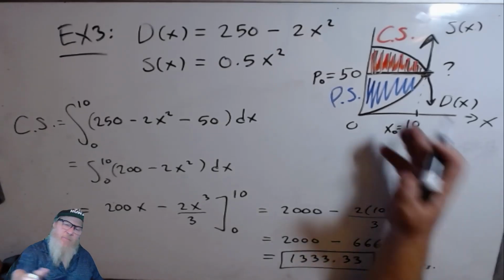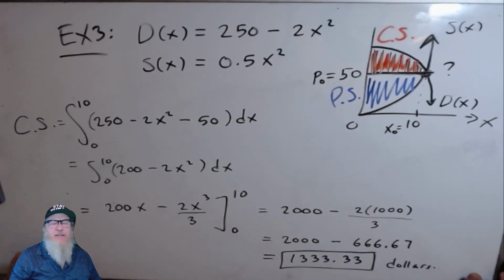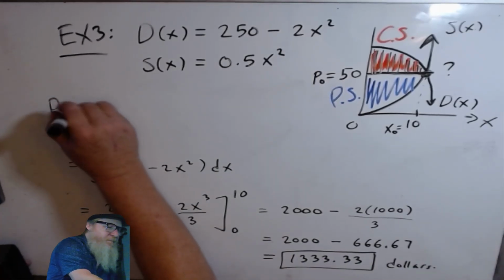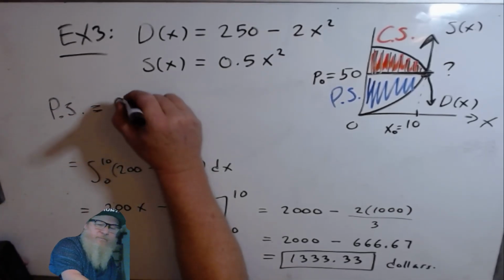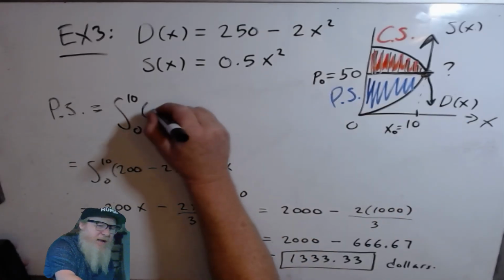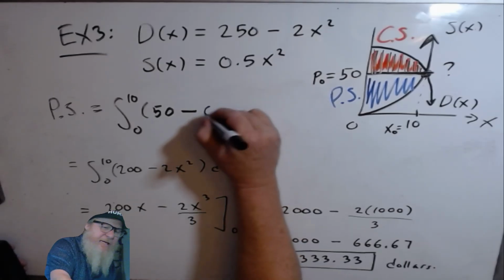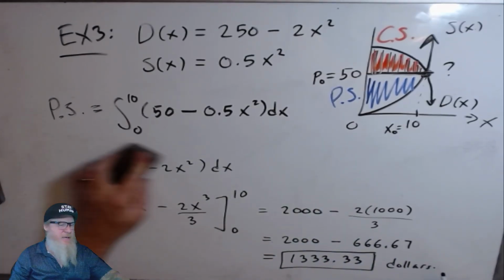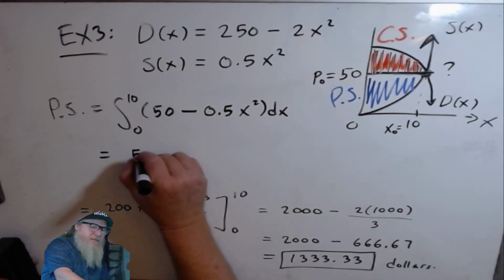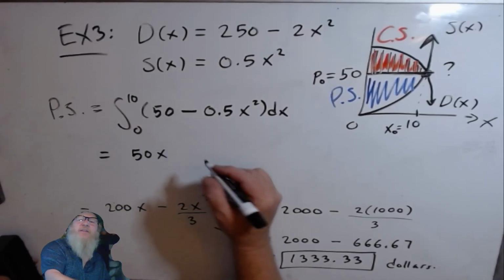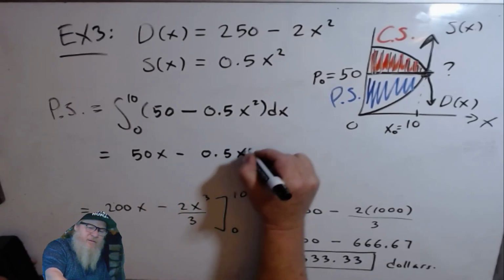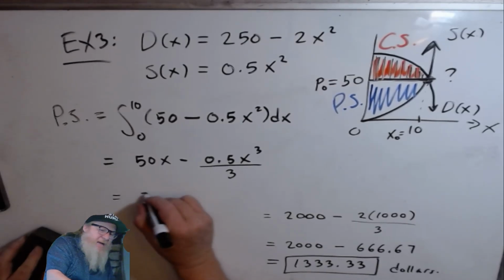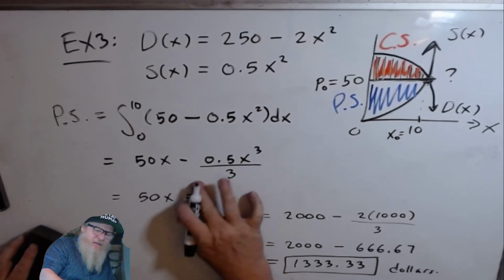Producer surplus is basically just as easy. It's going to come out nice and clean like this. Zero to 10. Make sure you get the order correct. So producer goes equilibrium first, minus the supply. Nice easy antiderivative of 50 is 50x. That'll be 0.5 over x cubed over 3, which you could rewrite if you prefer. That's going to be 1/6.